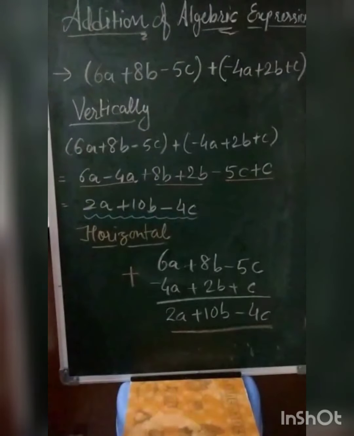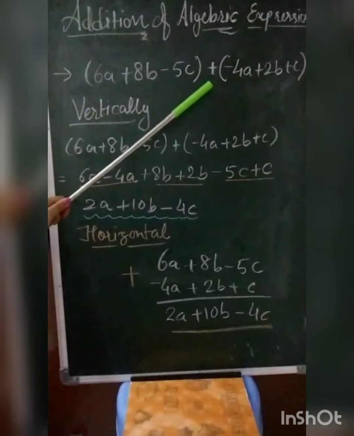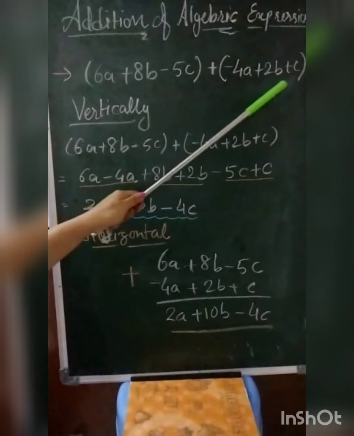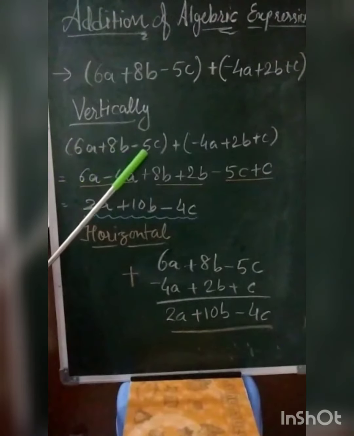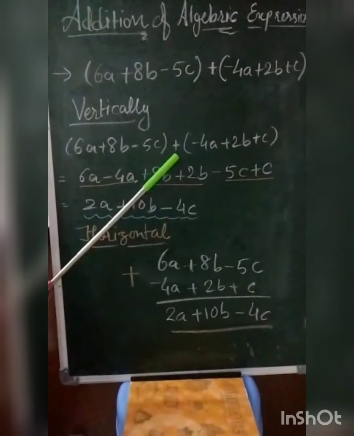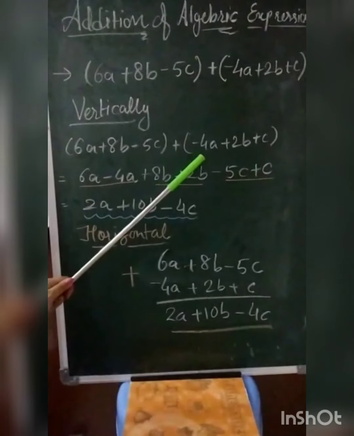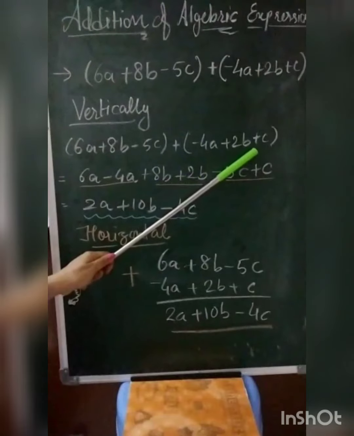Next topic is addition of algebraic expression. Now here we have taken two algebraic expressions, which are 6a plus 8b minus 5c and minus 4a plus 2b plus c. Firstly we are going to add these two algebraic expressions vertically. So when we are adding this vertically, we have to write whatever it is given, as it is, 6a plus 8b minus 5c, and then in between a plus sign will be there because it is an addition, and then the other polynomial which is minus 4a plus 2b plus c.